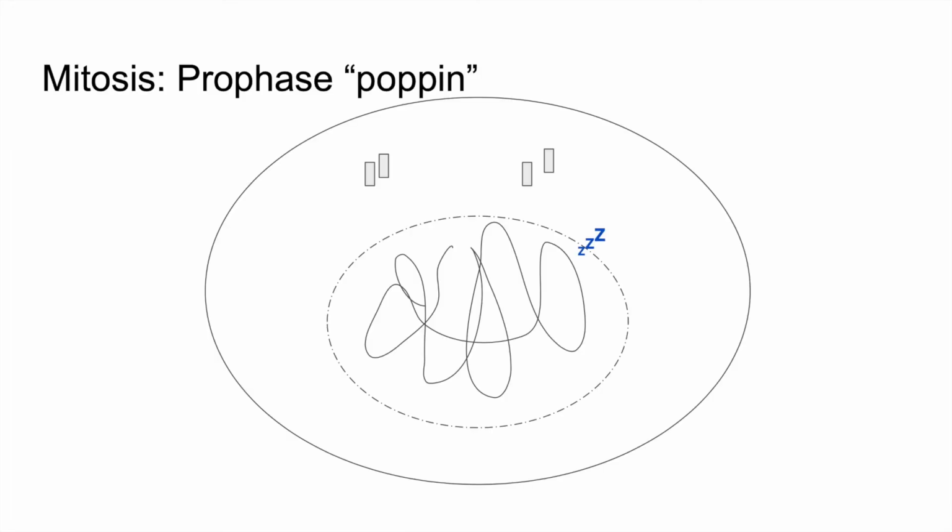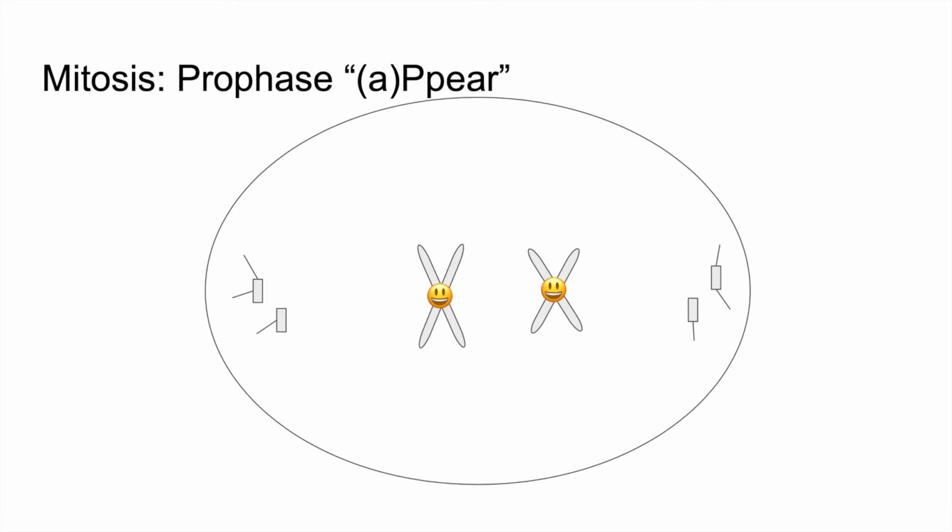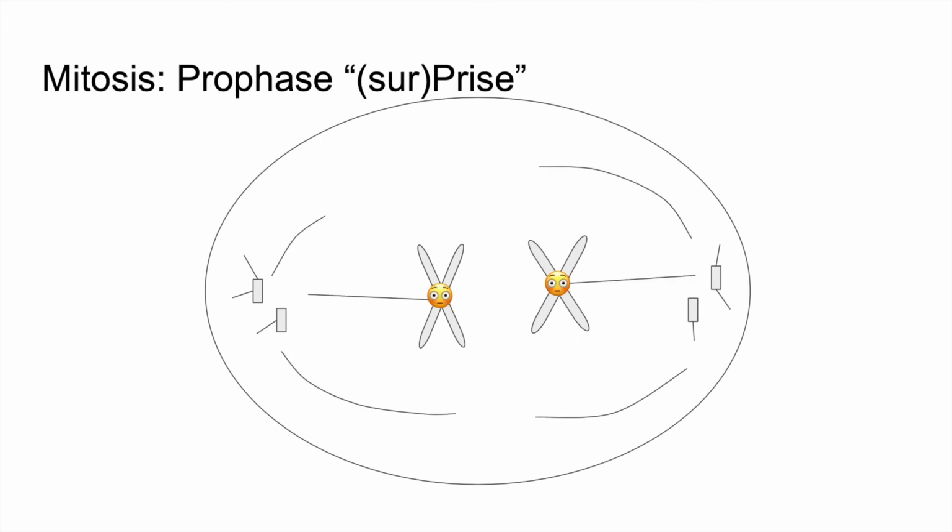Prophase. P is for popping. This is when the cell membrane pops and disappears. P is also for appear with a silent A. The spindle fibers appear. P is thirdly also for surprise with a silent S. The chromosomes are surprised when the spindle fibers attach to their kinetochores, or the middle of the chromosome.